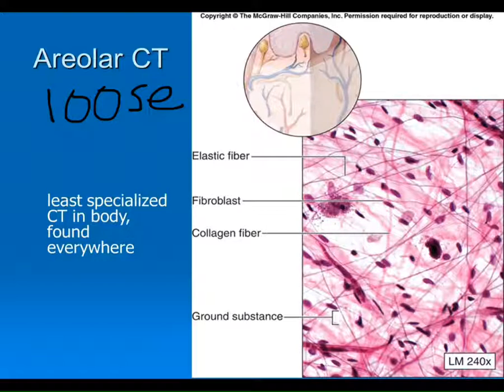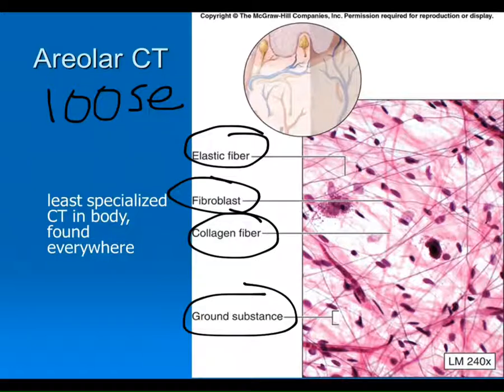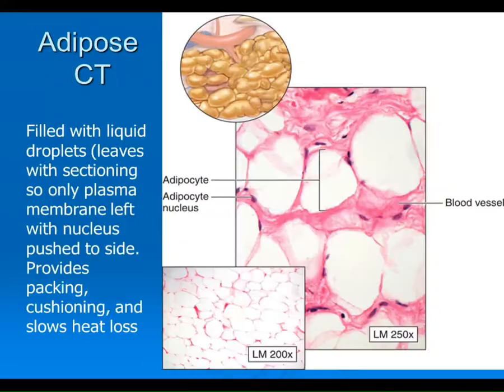What kind of cells do we have here? Fibroblasts. And what are those fibroblasts making? Fibers, right, of different types.